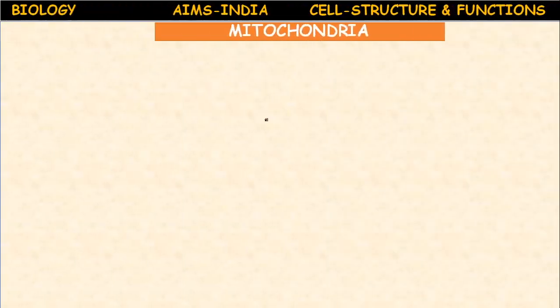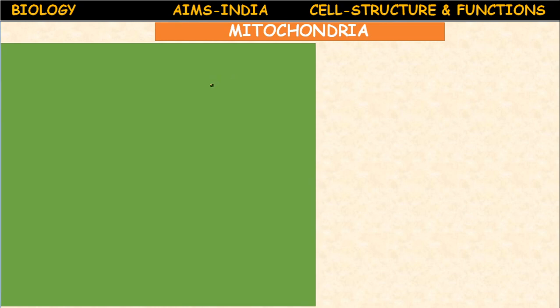Next, mitochondria. Mitochondria are very small spherical structures. To understand the structure of mitochondria, an activity is given: observing mitochondria in the onion peel. With the guidance of your regular teacher, you can do this experiment.